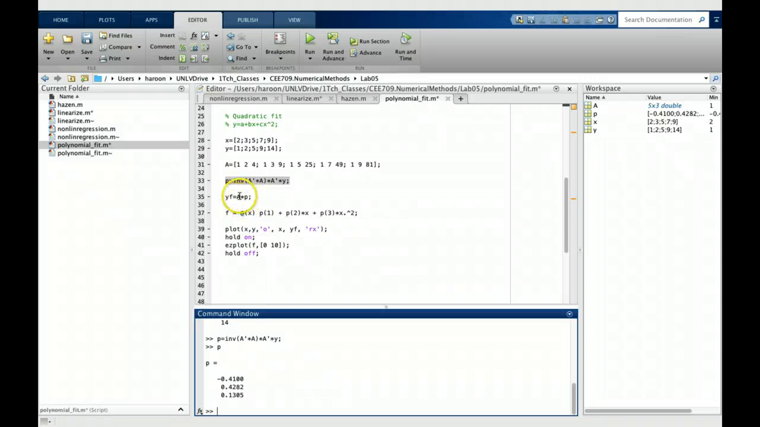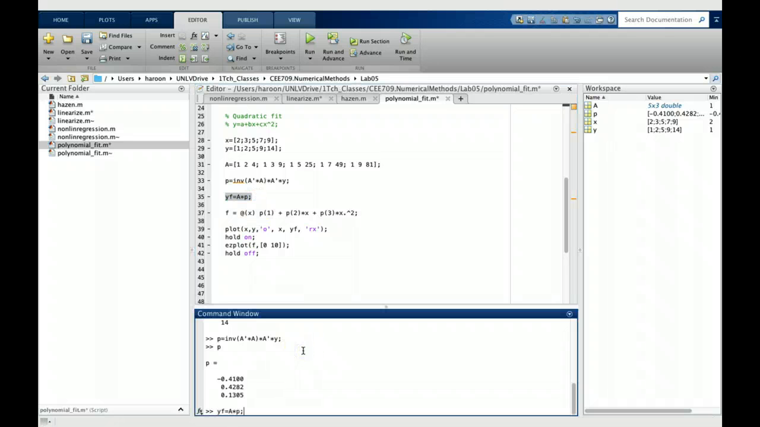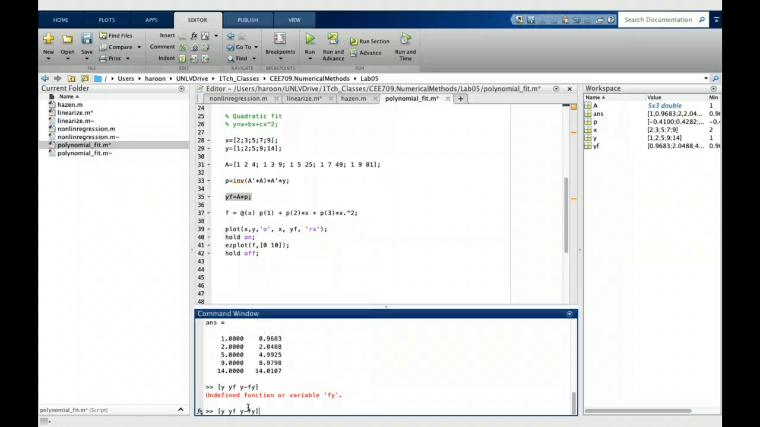Now once we have the parameters, we can multiply that with the A matrix to find the value of the y estimate or y fit, and I'm going to use this square bracket to put these y and y fit values side by side, and you can see that these are the observations and these are the values that the model fit showed, and you can even add y minus y fit to see what the errors are.